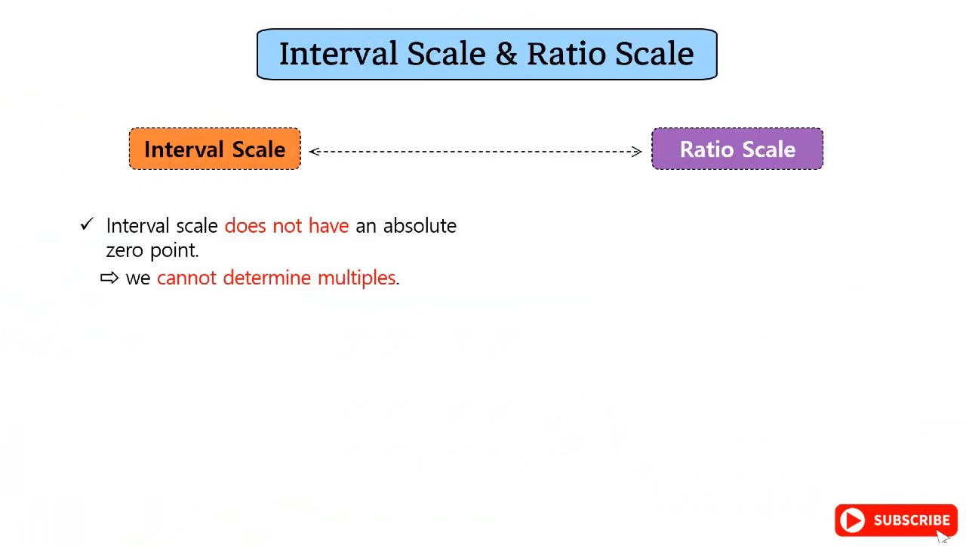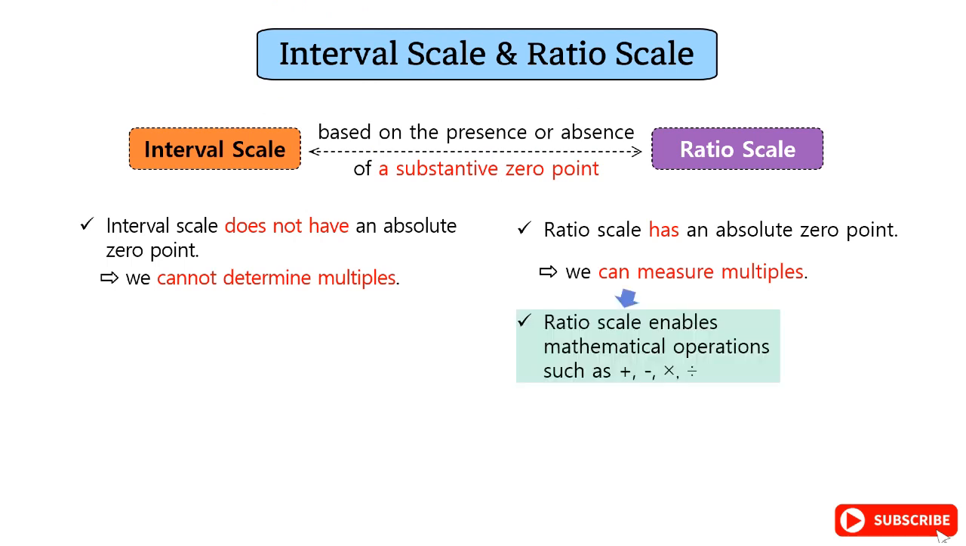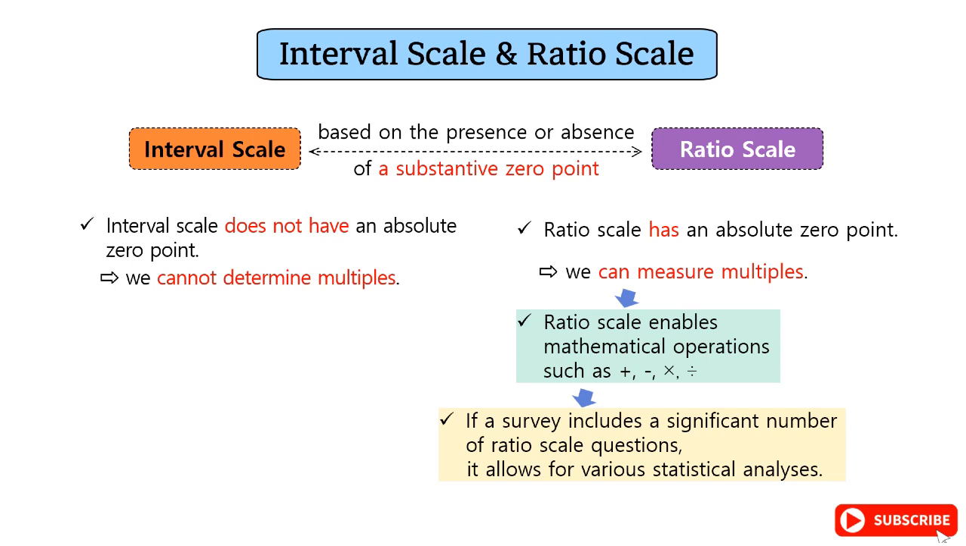Interval scale does not have an absolute zero point, so we cannot determine multiples. However, ratio scale has an absolute zero point, allowing us to measure multiples. This distinction between ratio scale and interval scale is based on the presence or absence of a substantive zero point. Therefore, ratio scale enables mathematical operations, such as addition, subtraction, multiplication, and division because it is based on a true zero point. If a survey includes a significant number of ratio scale questions, it allows for various statistical analyses, making the survey content highly useful.